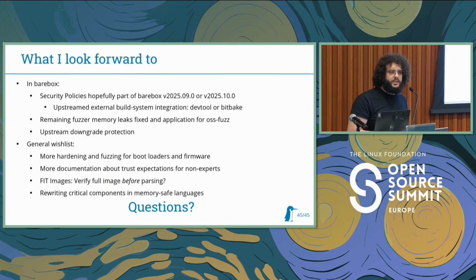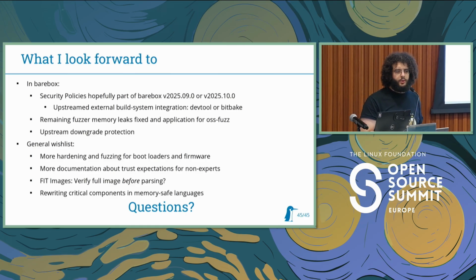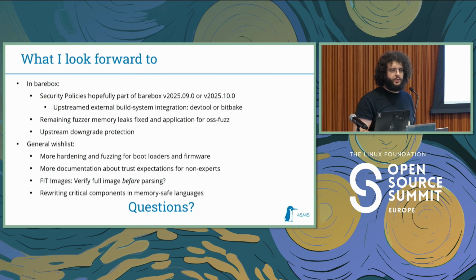The fuzz tests, while they are there, they have memory leaks. Bootloaders usually leak a lot of memory because no one cares when you have 1 gigabyte and you only need to load a kernel. Why care about memory leaks? But if you execute the same code a million times, you start to care. Yeah, I hope to get these fixed for the existing tests and to apply for Google's OSS-Fuzz, so Google can throw some compute at fuzzing barebox.